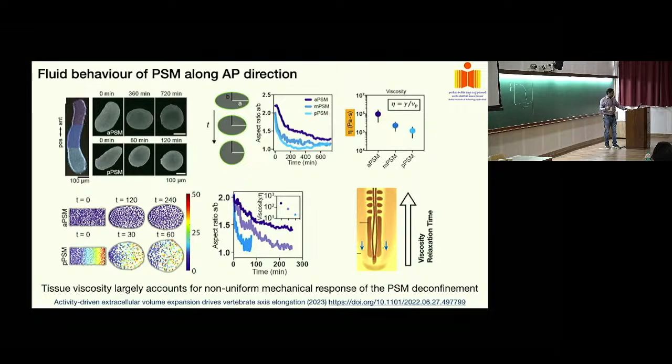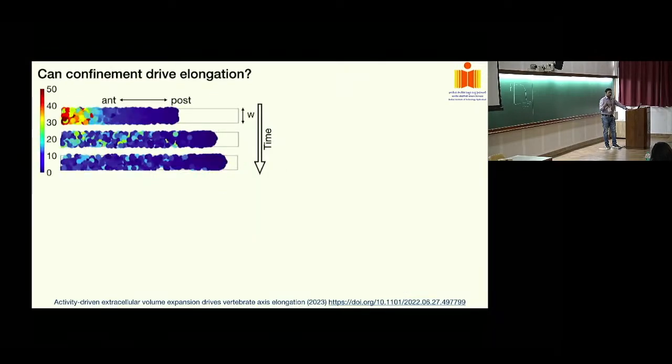Now, the one question I have been posing in the earlier model: can confinement drive the elongation? To test that, we took our embryo and put it in confinement, mimicking a microchannel setup. You just change the boundary condition in the simulations. You make everything rigid except the tail bud, which still mimics the spring. And then you try to see how the growth looks.